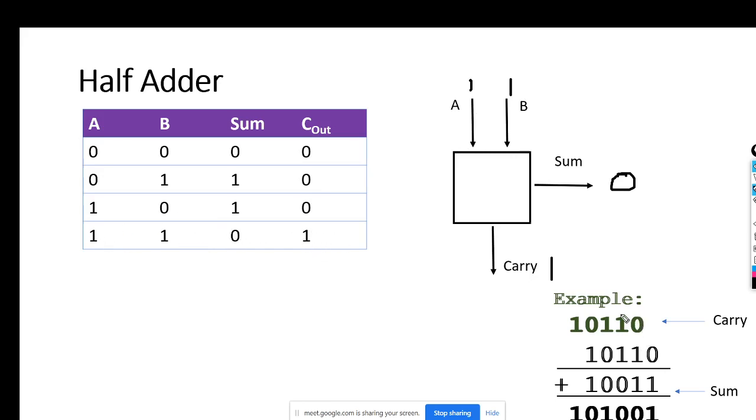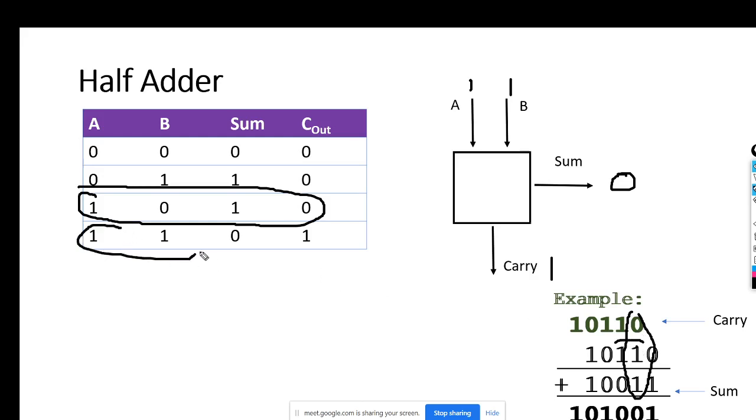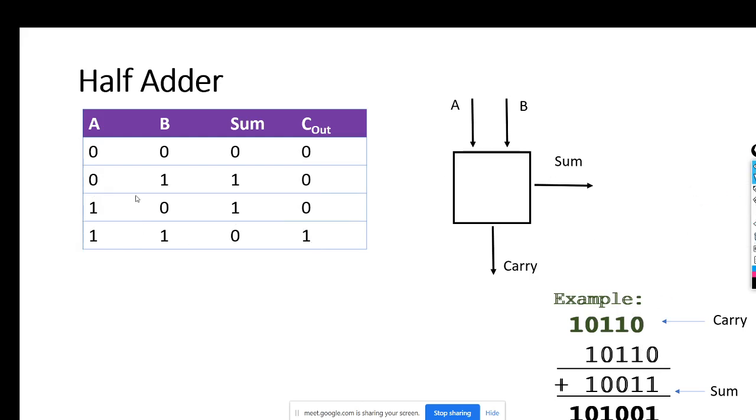Okay. So for example, this scenario is something like this scenario. Now you can see sum is 1, carry is 0. Right. So this one scenario is something like this. Sum is 0, but the carry is 1. Okay, right. So that is the truth table for half adder.